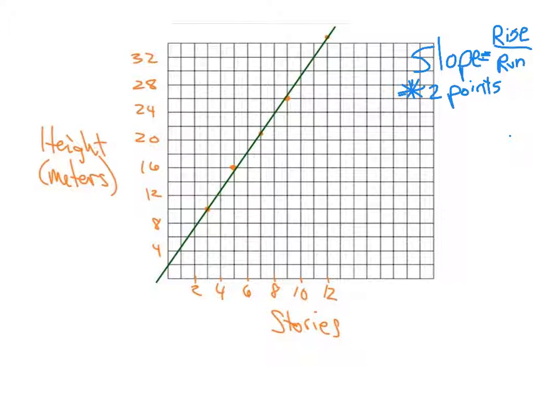2 points on best fit. This is going to get ugly. So you have to have 2 points on the best fit to find the slope, because we need a rise and we need a run. Now, what you're going to need to do is look for some places on your best fit that cross a grid intersection perfectly.